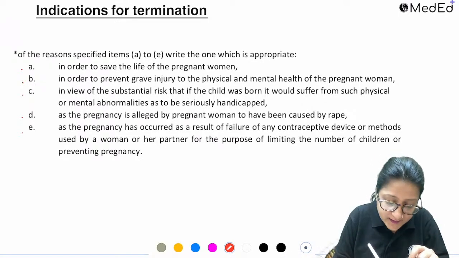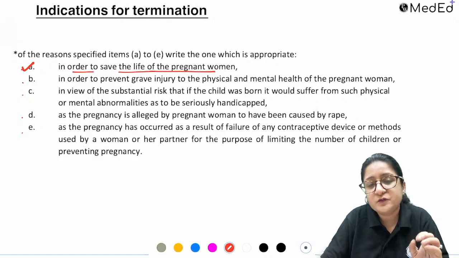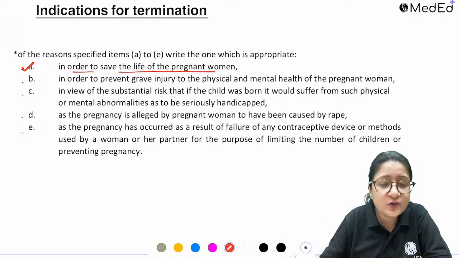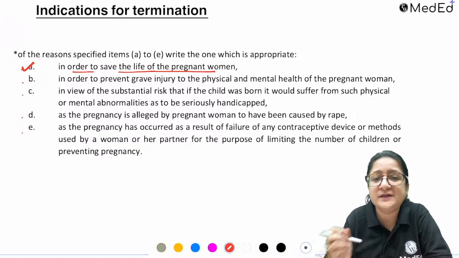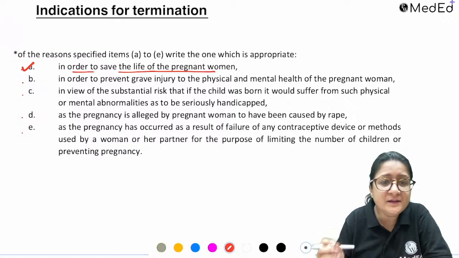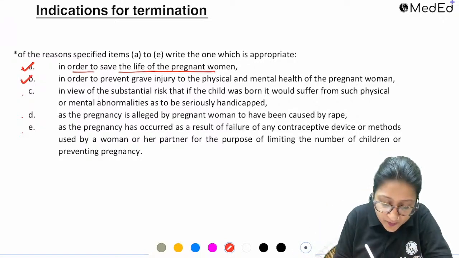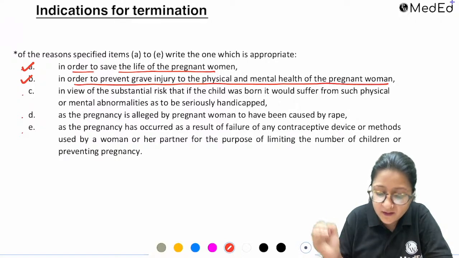So one is that we have to save the life of the pregnant woman. Let's say, for example, there is a woman who is suffering from a very severe heart disease, and if she continues her pregnancy, she may even die, a very high risk of mortality. So a medical condition because of which the woman's life is at risk is a valid indication for termination of pregnancy. Then, in order to prevent grave injury to the physical and mental health of the pregnant woman.